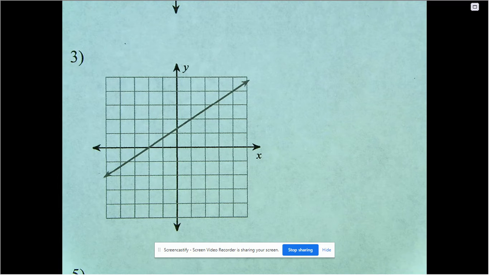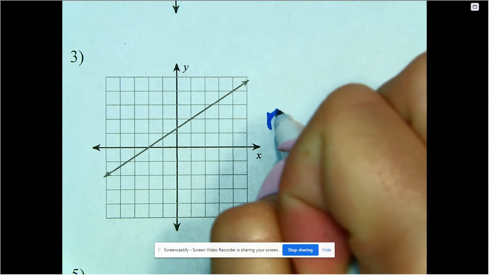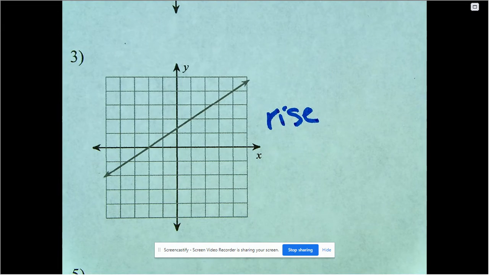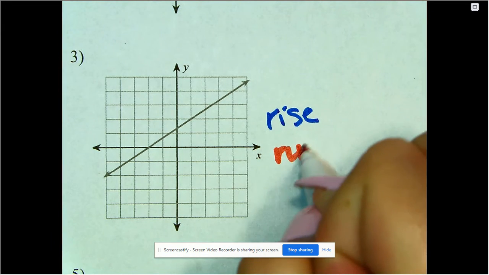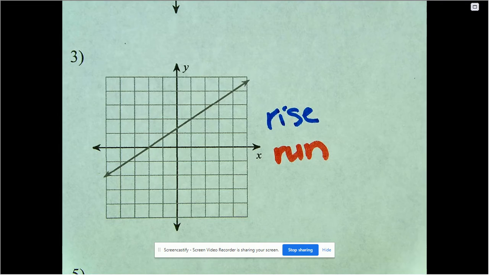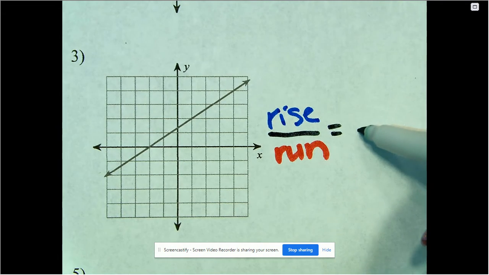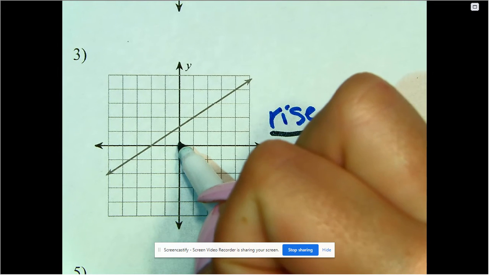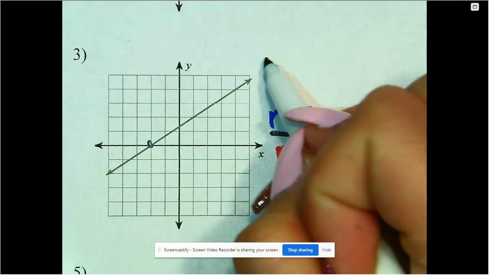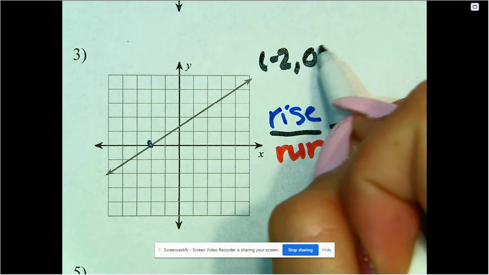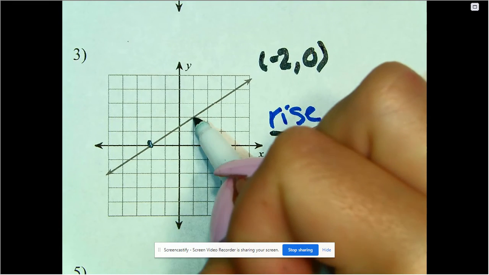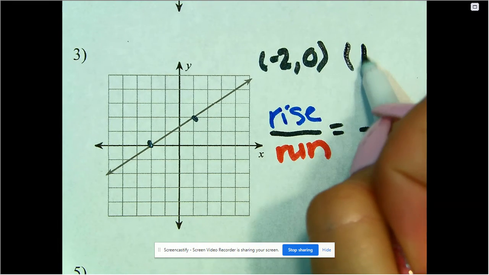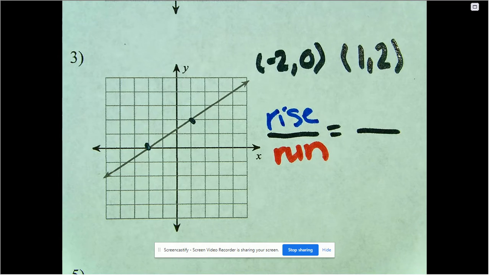Okay, now let's take a look at number 3. Same concept. I need a rise over run. Now to do that, I need to find two points on my graph. One point that I'm going to use, let's use -2, 0, and 1, 2. Those are the points I decided to use.